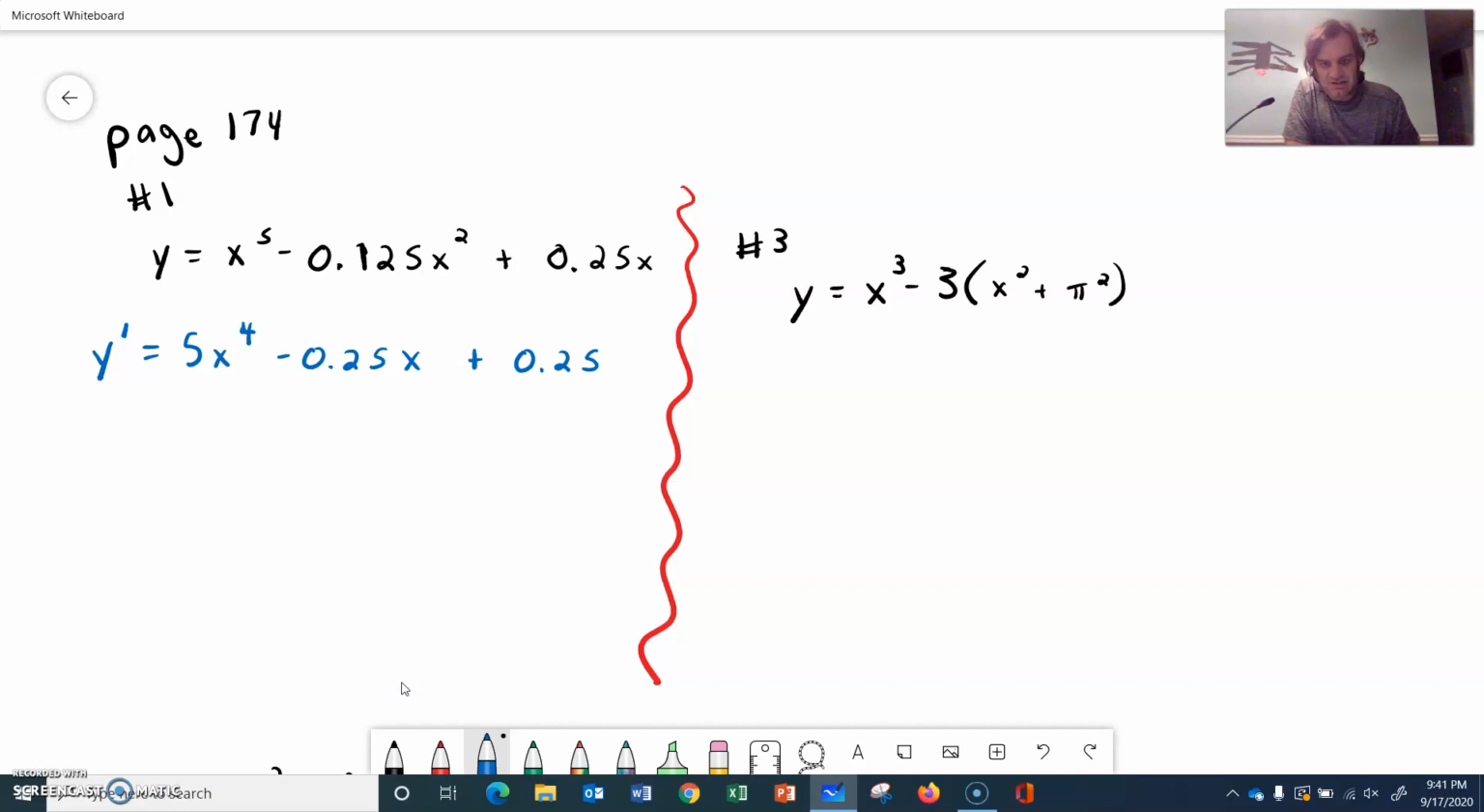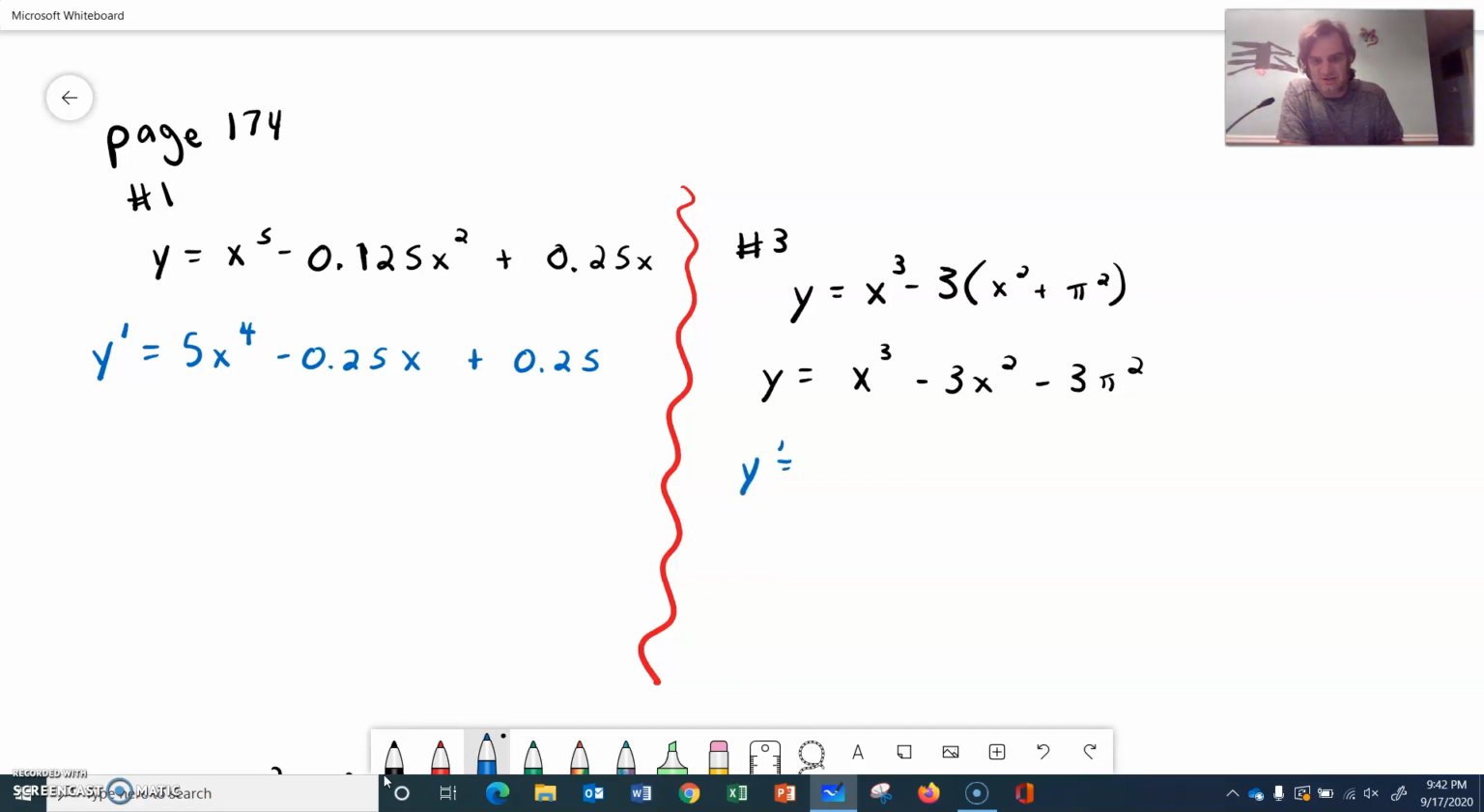Number 3, y equals x cubed minus 3 times the quantity of x squared plus pi squared. The first thing I would do here really is I would distribute that negative 3. So I'd get rid of those parentheses because they're not doing anything except holding you up. So x cubed minus 3x squared minus 3 pi squared. So let's use the power rule on these because that's what we have for the most part.